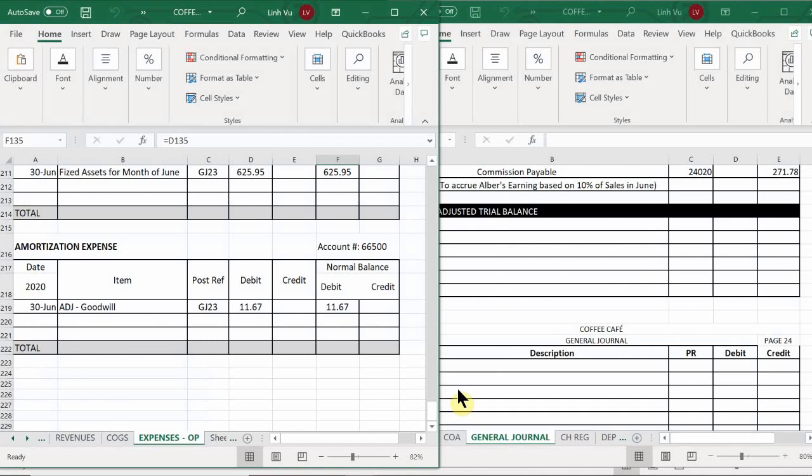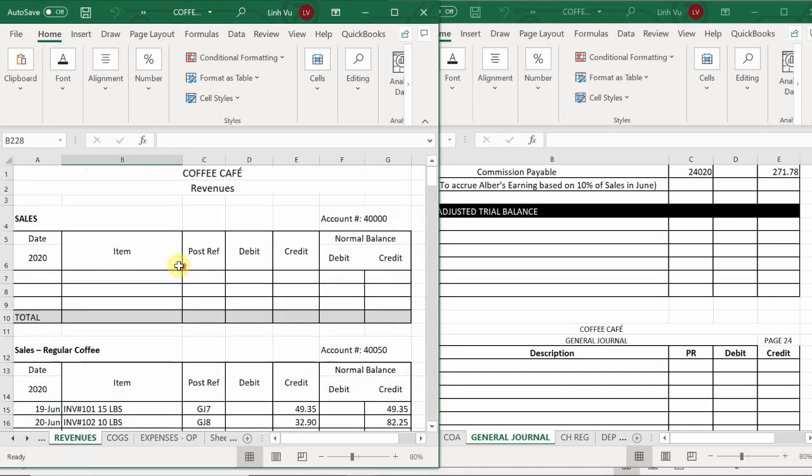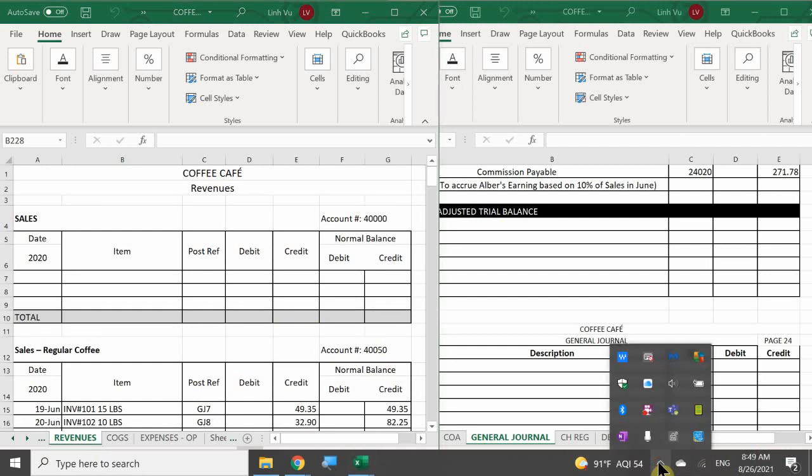So the very first step that we normally do is to zero out our revenues first, just because that's in line with the order. So if you remember, since revenues normally have a credit balance, that means we're going to be debiting all of our revenue accounts to the income summary.